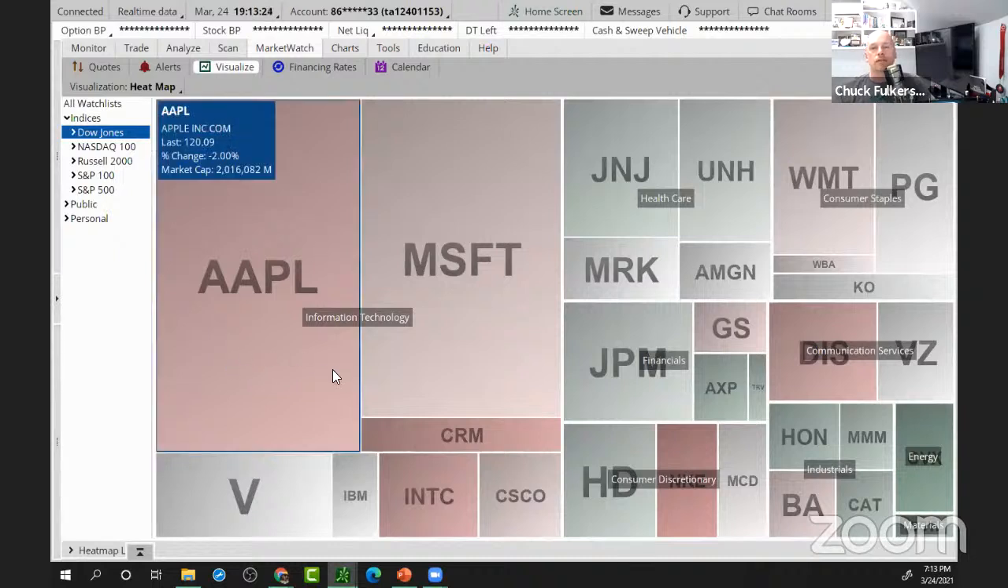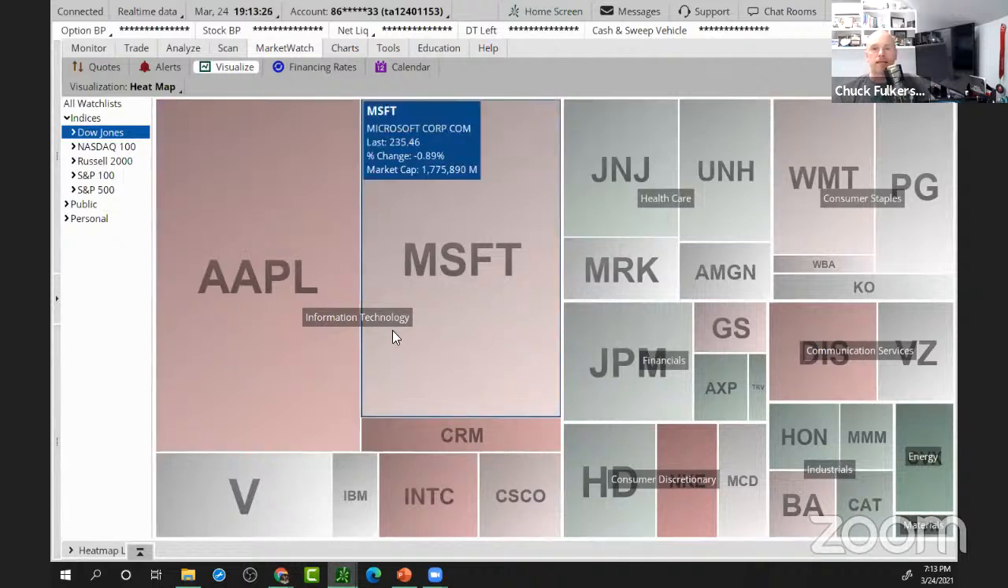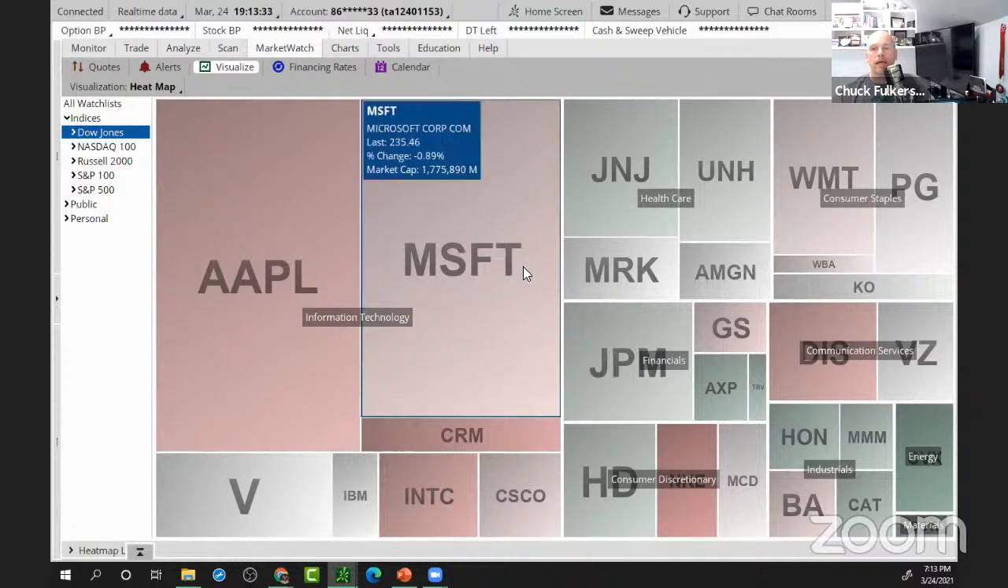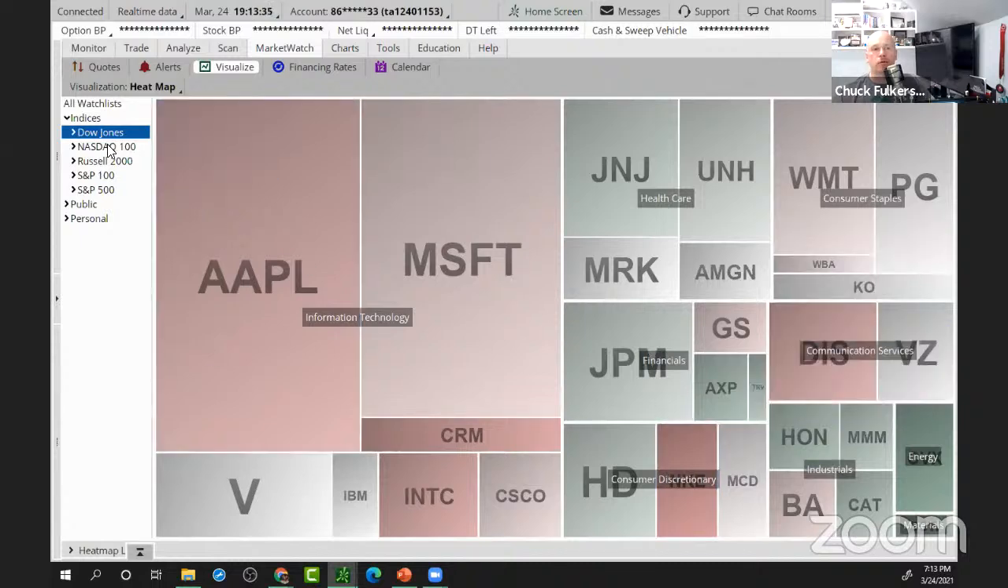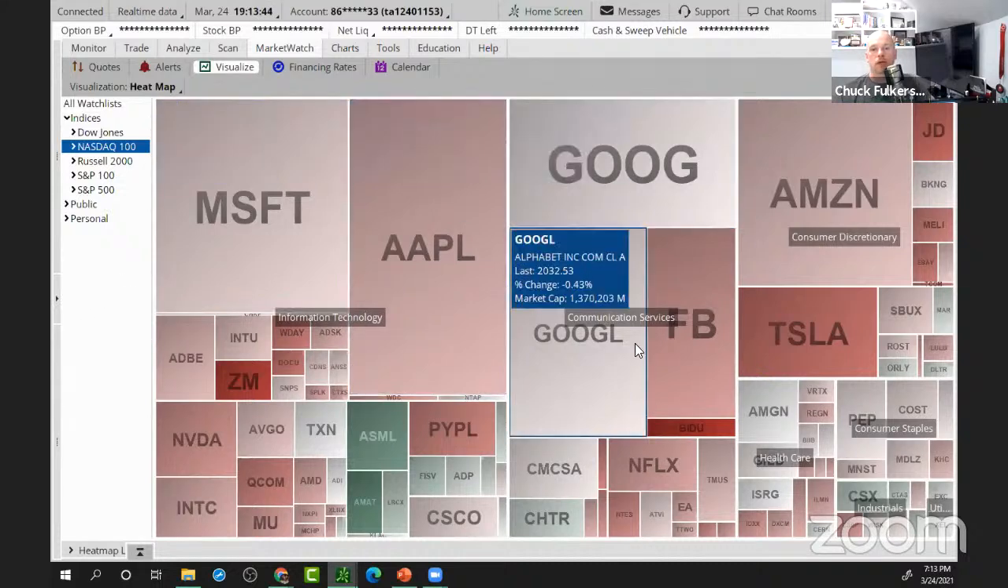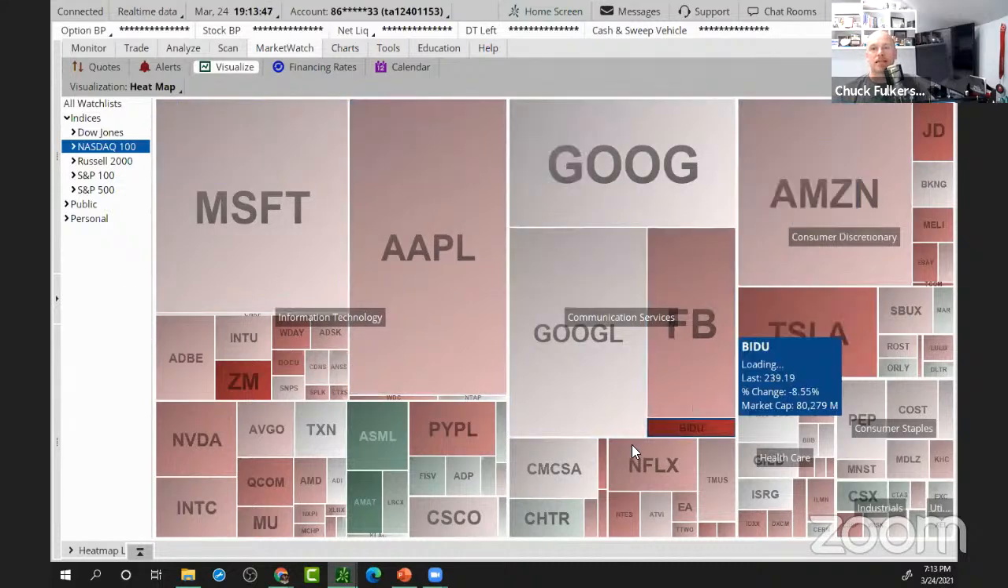So when I look at the Dow Jones, Apple and Microsoft are still the biggest in the Dow Jones as well. But as a percentage of the full Dow, they're not quite as big. Look at the NASDAQ. 1, 2, 3. Google is basically both of these, right? So 1, 2, 3, 4, 5, 6 stocks make up about half of the NASDAQ 100. And that's where we're seeing our weakness.